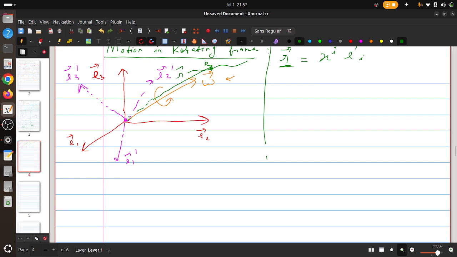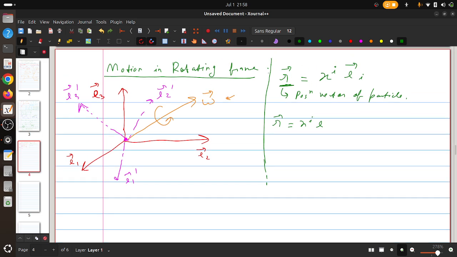Let me just remove this thing because otherwise it will clutter a lot, which I don't want obviously. So this is the r vector, the position vector of the particle. From here we can also write it in primed form. A vector doesn't change. Either you go in primed or unprimed, it doesn't matter. So in primed, we can write it as x_i prime e_i prime. The vector is the same, but now the coordinate system is the primed one, the pink one.